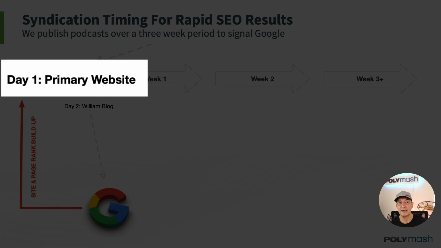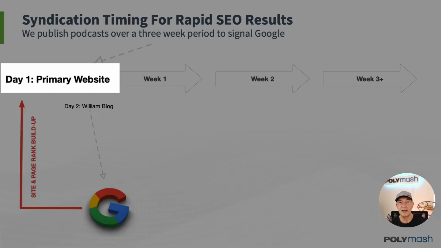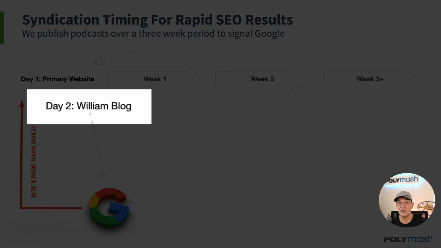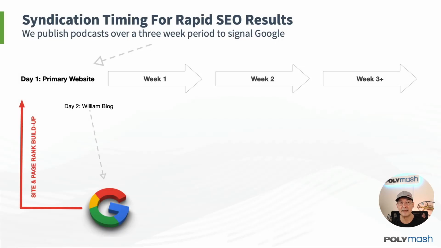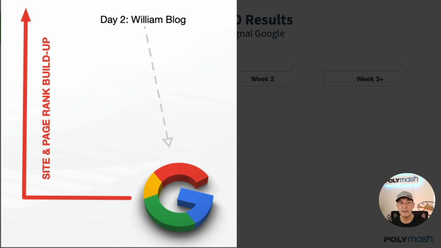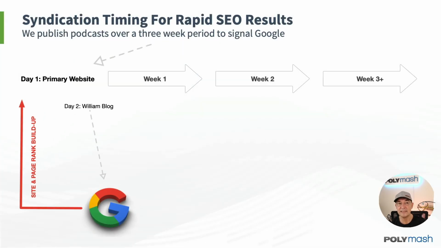But let's assume that, on the primary website, that's the first place that we publish. But on day 2, we publish on the William blog. As I mentioned, that is the blog that has a high domain authority, produces a high domain authority backlink, and it sends that signal to Google. And Google says, look, this article must be important. Here's somebody linking to it already. And it passes that rank along to your primary website.